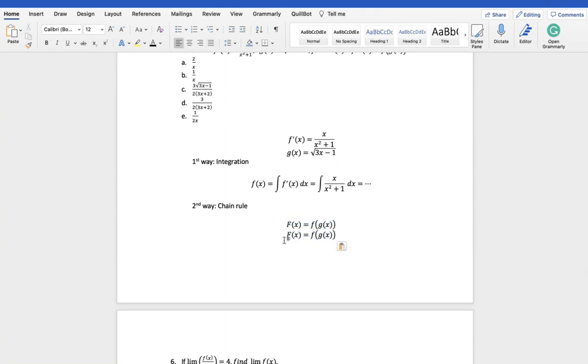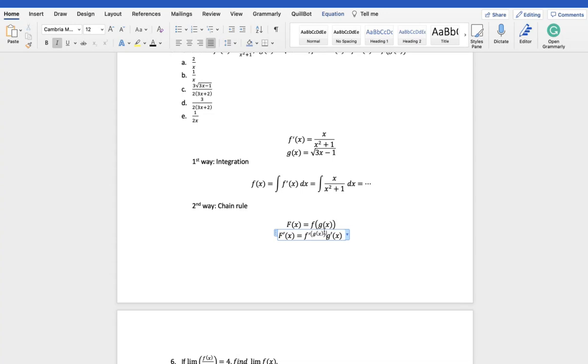Then the second way, you would just use the chain rule that you guys are familiar with. The chain rule tells you that if you have big F of x equal to small f of g of x, when you take the derivative of big F of x, you just do what? You take the derivative of the outside function, which is small f, multiplied by the derivative of the inside function, which is g prime of x, right?